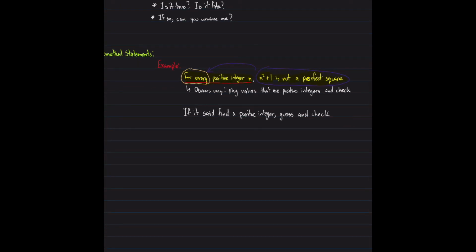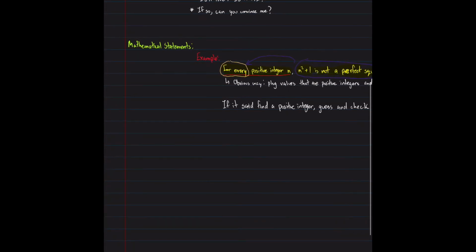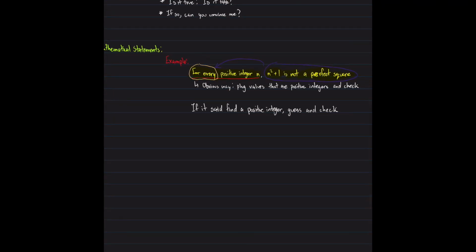Now, how can we prove this though? You can continuously check by plugging values in, but there are infinite positive integers. So how would you show that this is true and holds for every single positive integer? That is where we use proofs. So we use proofs to solve a mathematical statement.